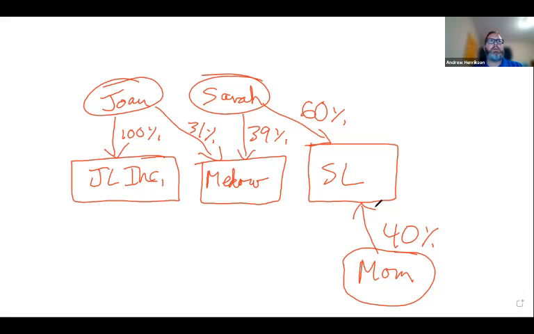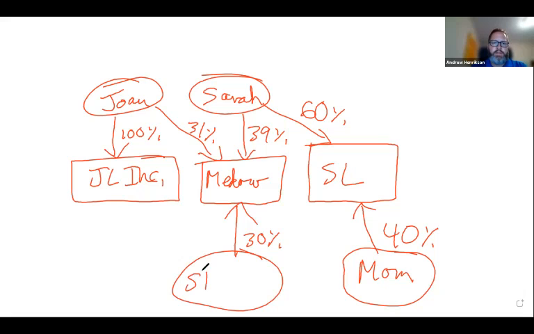The remaining shares of Meadow. So what have we got here? We got 60, 70, so there's 30%. I'm gonna call this stranger. Stranger danger, we don't know who that person is, but they're unrelated. What else do we have? That's it. Okay, I think I wrote this out correctly.